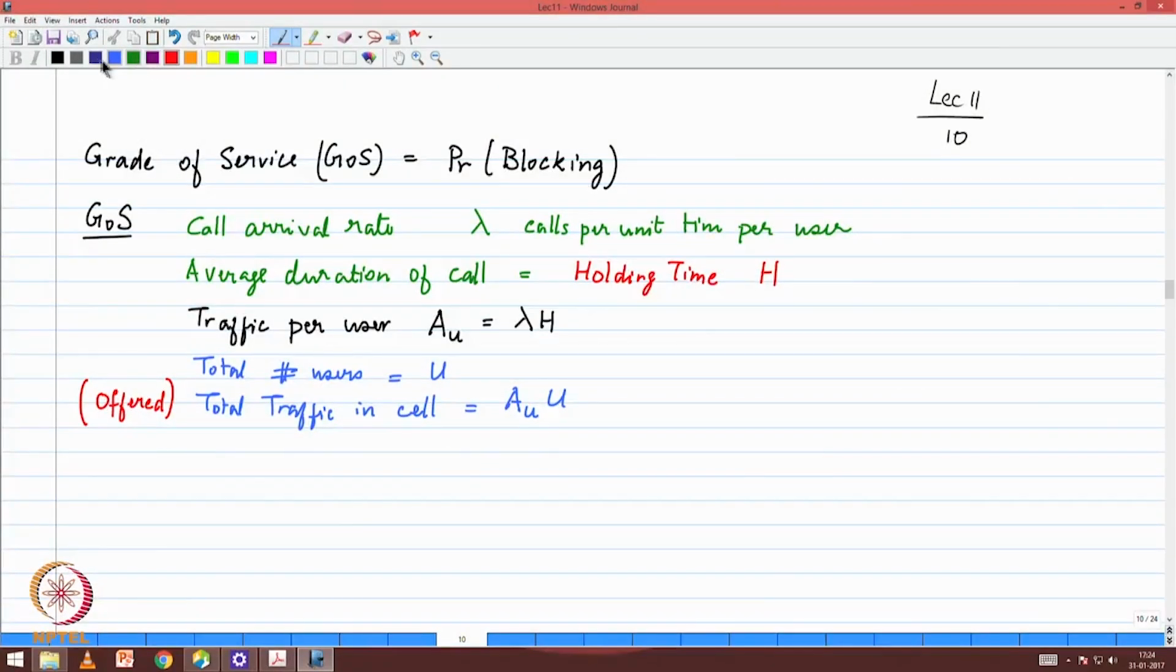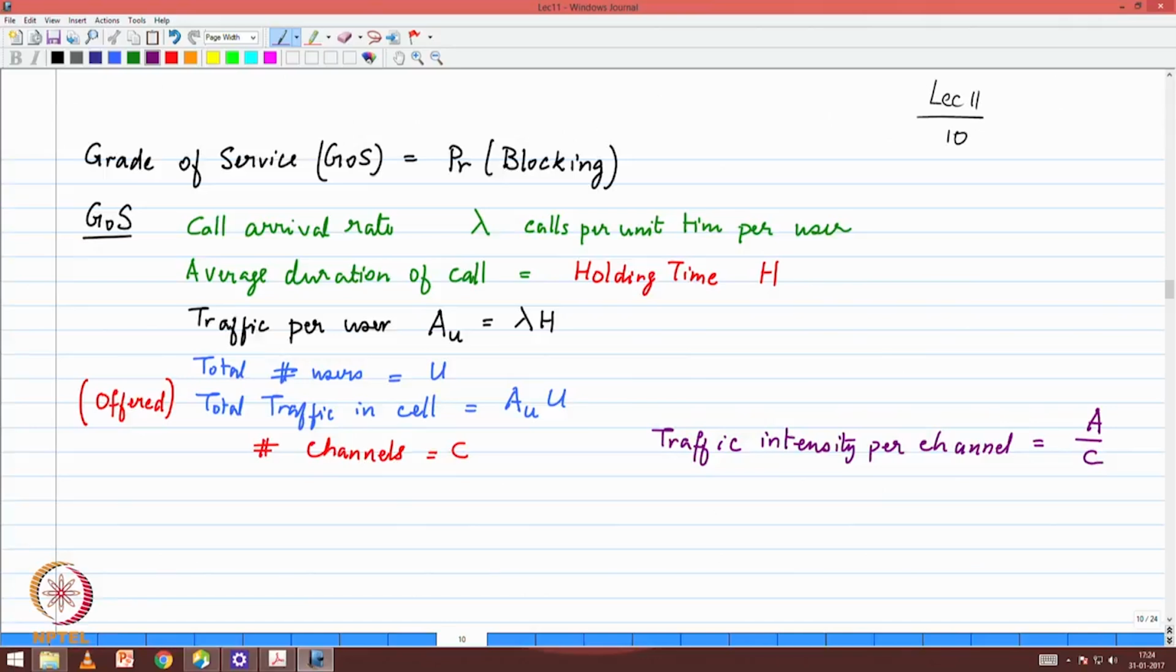We also make the following assumption that there are a number of channels available to us, number of channels equal to C, and this basically leads us to the most important parameter, traffic intensity per channel. That is the key metric in our discussion, and that will be A divided by C.